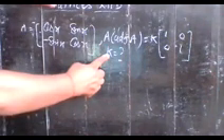Sir, please repeat this question from the starting. Yes, given that, see on your board, A is equal to this matrix. And A into adjoint A is equal to k times this identity matrix 1 0 0 1. You have to find the value of k.